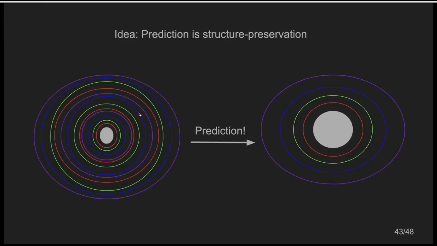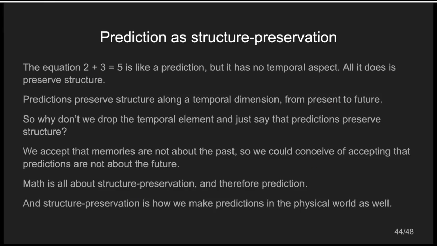We have a structure preserving map from our free monoid to our expensive monoid, and that's what allows us to make predictions without time. There's no time happening in this prediction. We're not making predictions about the future. We're just making predictions in the timeless mathematical world with structure preserving maps. So prediction as structure preservation, this is my short argument for math being agentic because it makes predictions. Things like 2 + 3 = 5 are like prediction, but there's just no time to it. Predictions are all about structure preserving along time. Let's just drop the temporal element. We don't need it. Math does structure preservation without time. So let's talk about structure preservation without time.